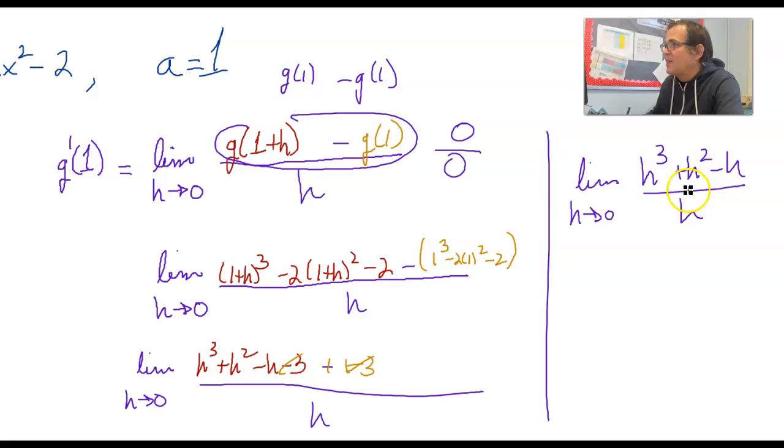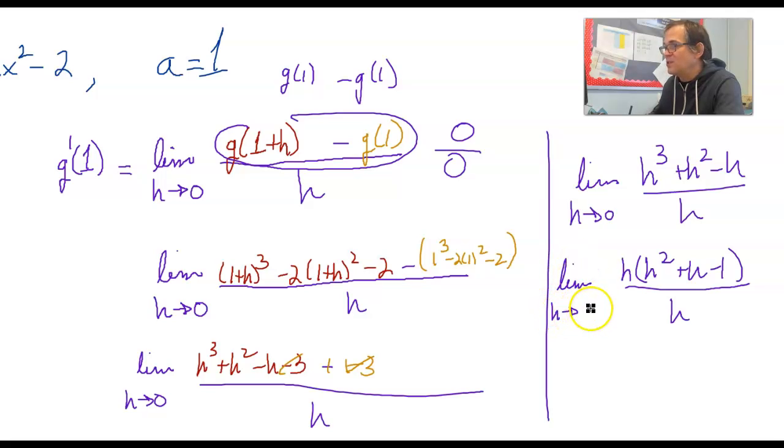That's where we look at that numerator and say, okay, there's a common factor of h here. So let me factor out an h from the numerator, leaving an h squared plus h minus 1, all over h. And I am contractually obligated to continue to write limit as h goes to 0. These h's will cancel. Yay!